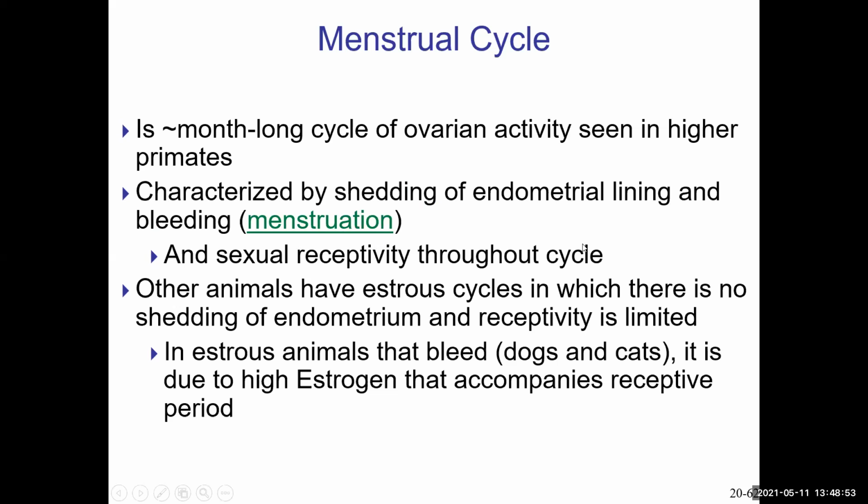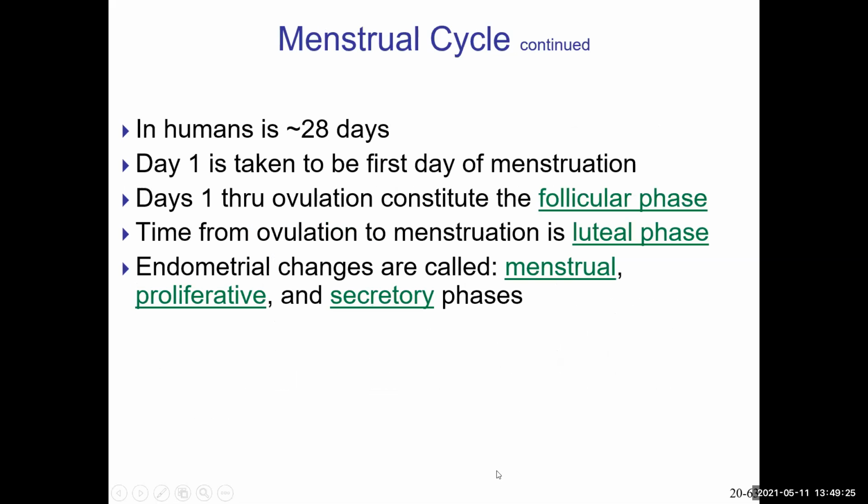Okay, and in animals there is sexual receptivity throughout the cycle. In humans it is not like this, there is not only one time for sexual timing. In some animals this happens seasonally, but in humans it is all 12 months. Other animals have an estrous cycle in which there is no shedding of endometrium and receptivity is limited, for example dogs and cats. Okay. So here you go.